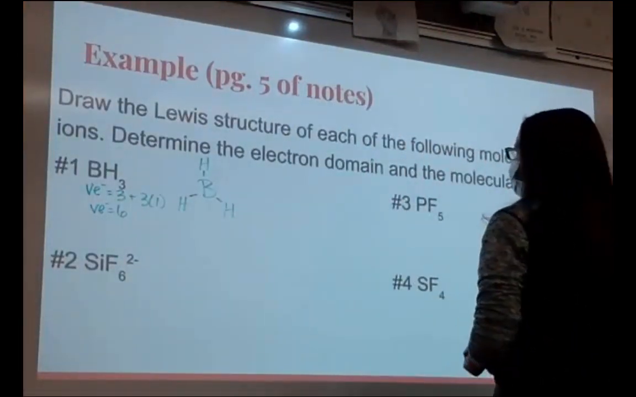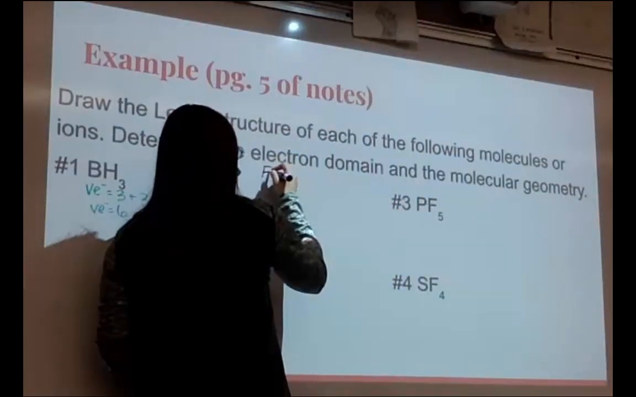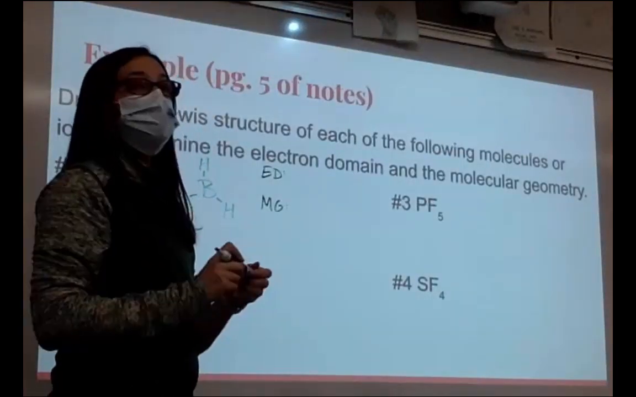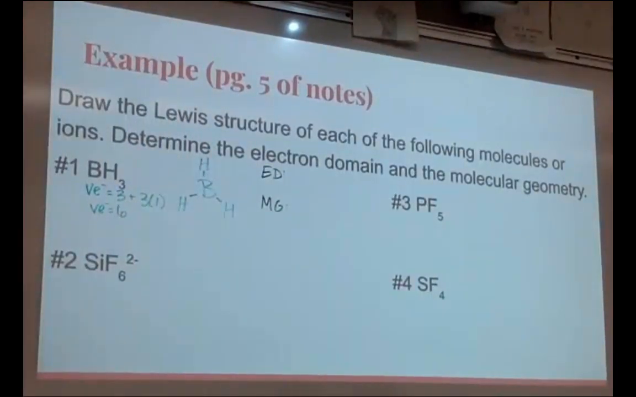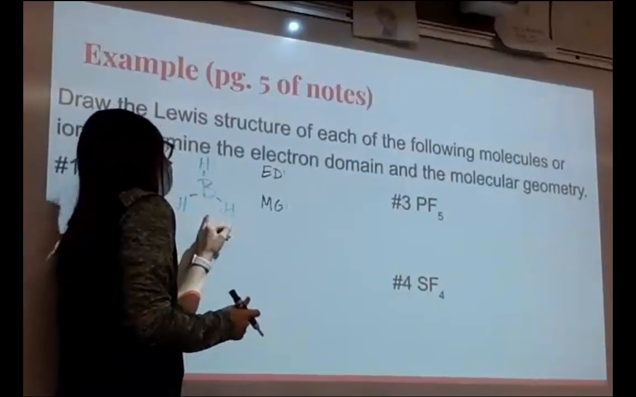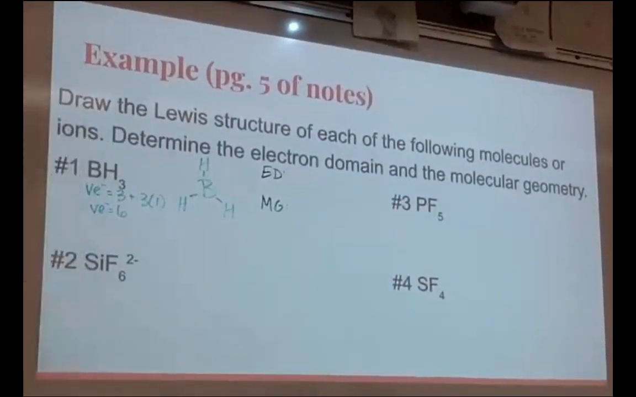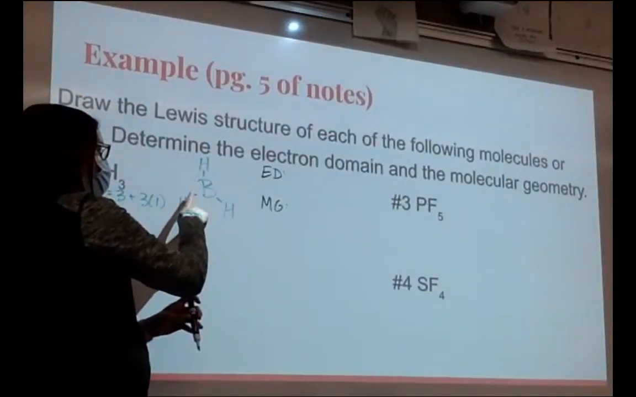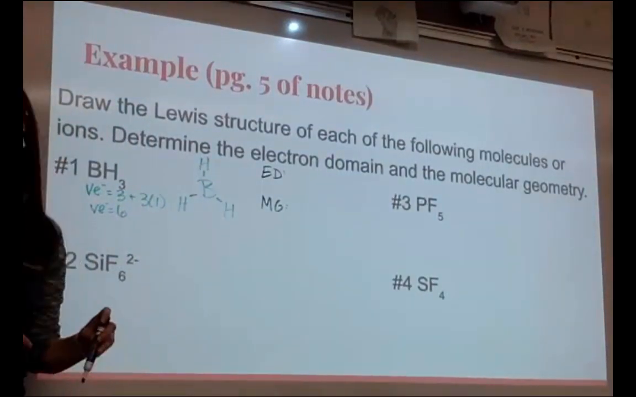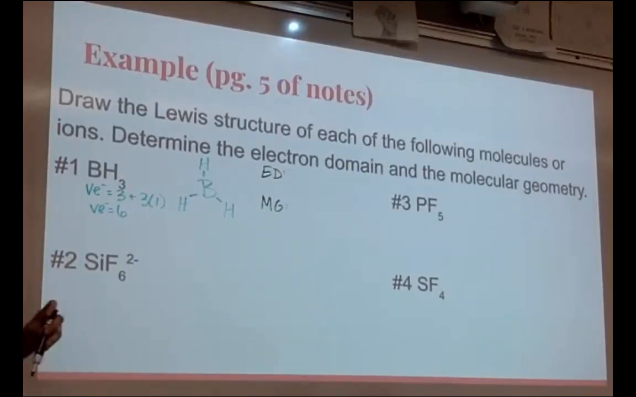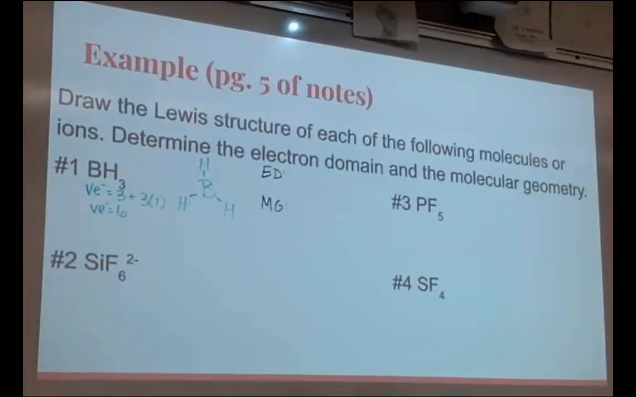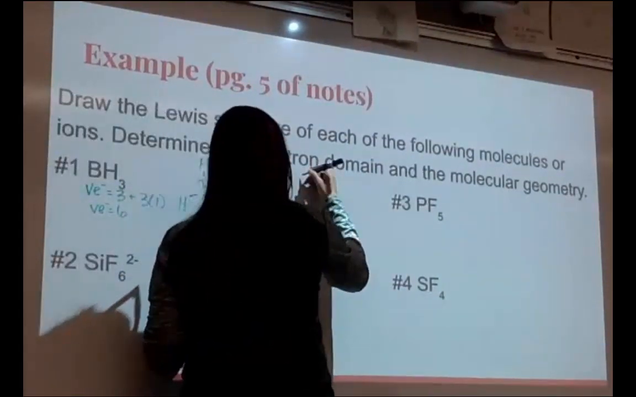Then we need the electron domain geometry and the molecular geometry. We're also going to look at whether it's polar or not. So electron domain: we focus on the central atom. All of the geometries, whether electron domain or molecular, focus on the central atom. There are 1, 2, 3 areas of electrons around the central atom. What's the fundamental shape with 3 areas of electrons? Trigonal planar.